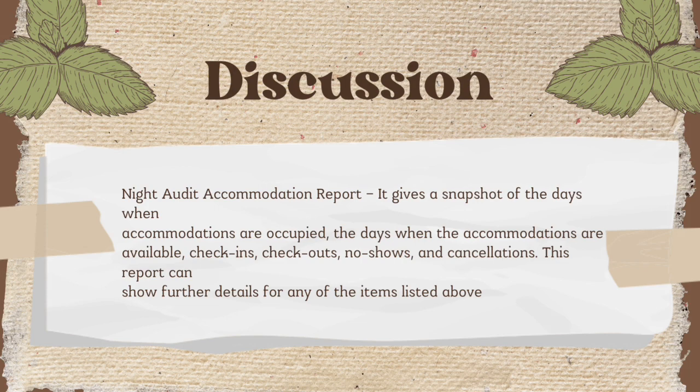Here are the types of night audit. The first one is the night audit accommodations report. The night audit accommodation report tells you which days rooms are taken or which days they're free. When guests arrive and leave, if someone didn't show up, and if there were any cancellations, we can also get more info about these things.